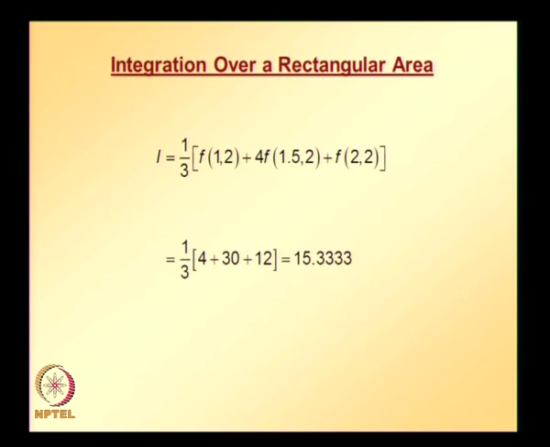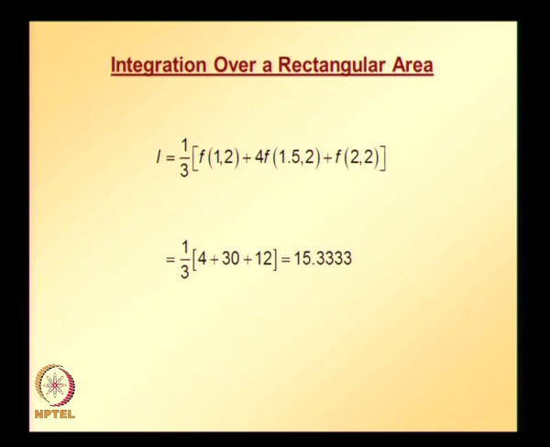this becomes 15.333, which is actually the exact solution. So, when we evaluate this integral using Simpson's rule, we almost get the same value as the exact solution. So, this is about integration over a rectangular area using Newton-Cotes rules.